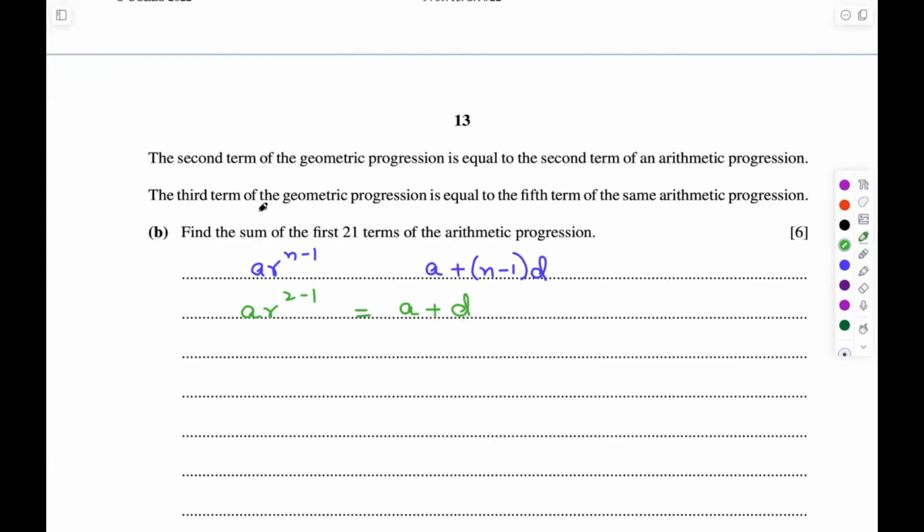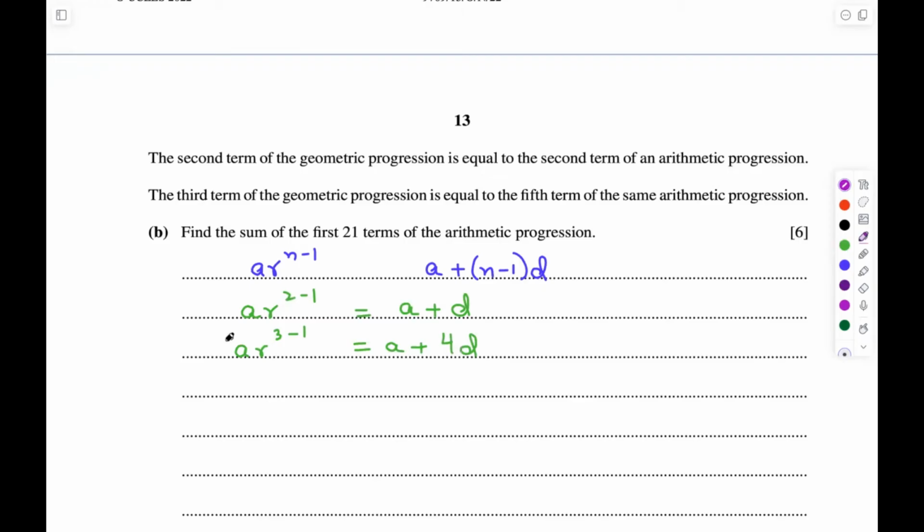It also says that the third term of a geometric progression is equal to the fifth term of the same arithmetic progression, which means this will be a r to the power 3 minus 1 will be equal to a plus, as it is the fifth term, we'll write 5 minus 1 into d. So that will become a plus 4d.